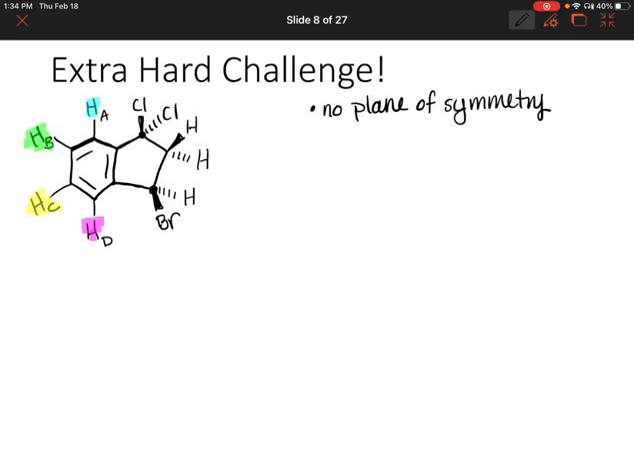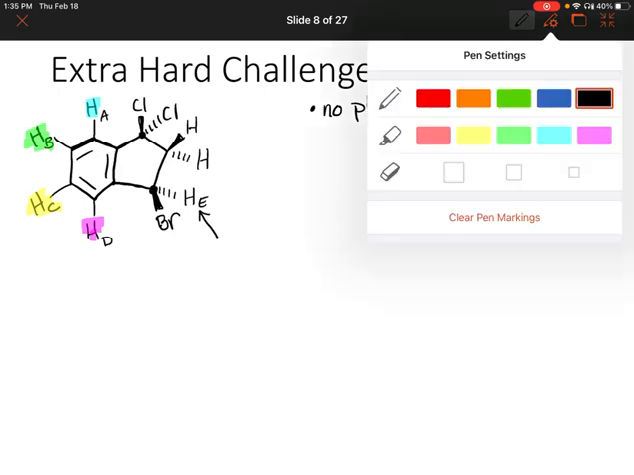Okay, so now let's look at this hydrogen that's in a dashed position behind bromine. Is that similar to any other protons? Nope, it's in its own environment. It's bonded to a carbon that's bonded to bromine, but none of the other hydrogens on this molecule are in a similar position. So that gets its own letter, so we'll continue on with E.